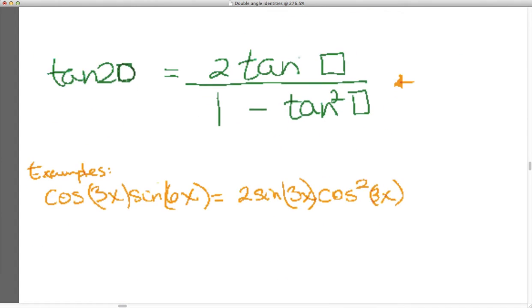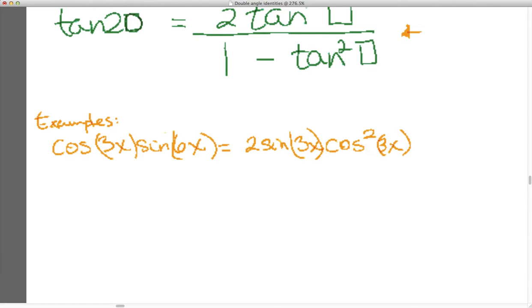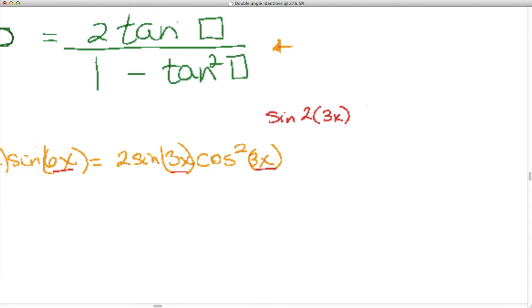Now let's look at this problem here. You should be able to see that the argument on the right hand side is all 3x's here, and it's a 3x here, but this one's a 6x. So what we want to do is use our identity, and the way we need to look at it is that sine of 6x is really sine of 2 times 3x, so your box now becomes 3x, and you can rewrite that as 2 sine box, which is 3x, cosine box.